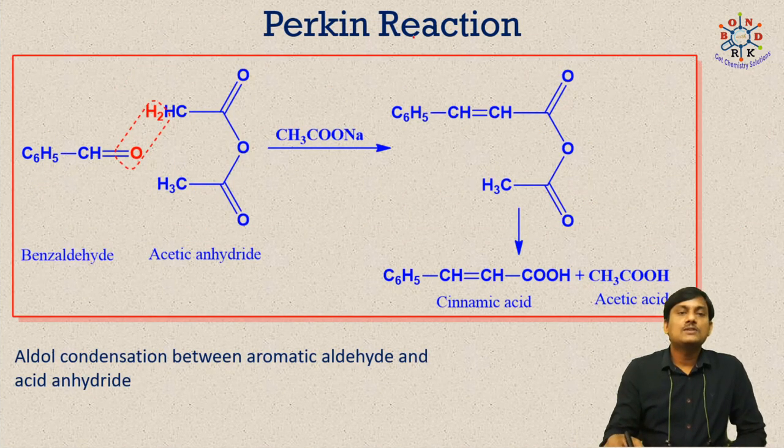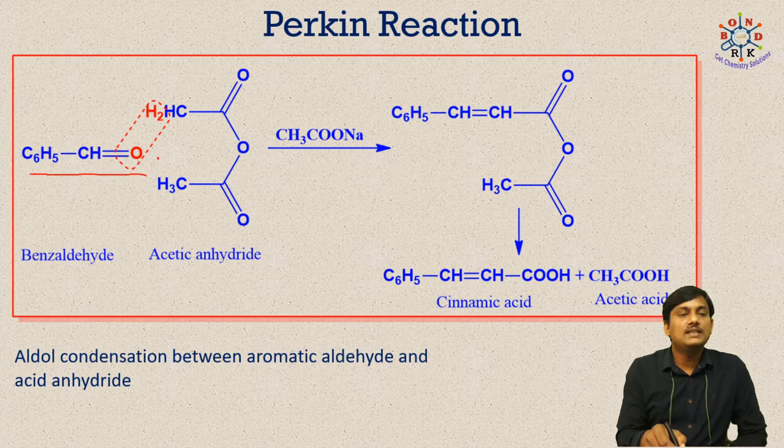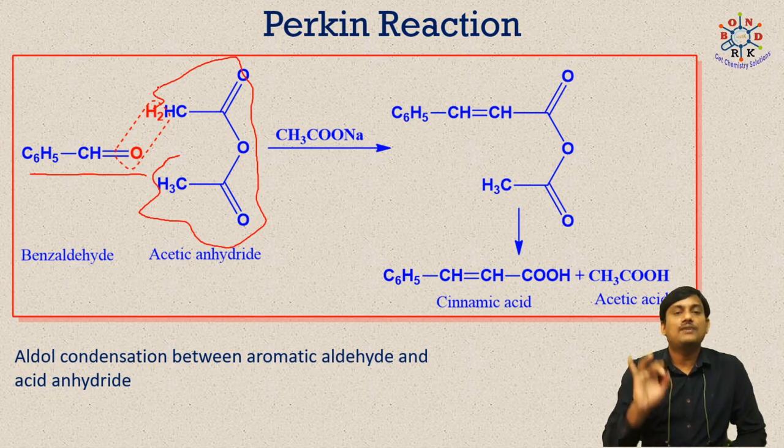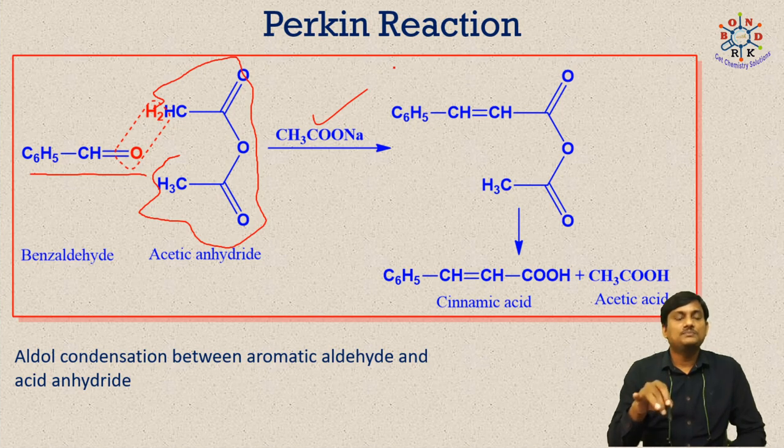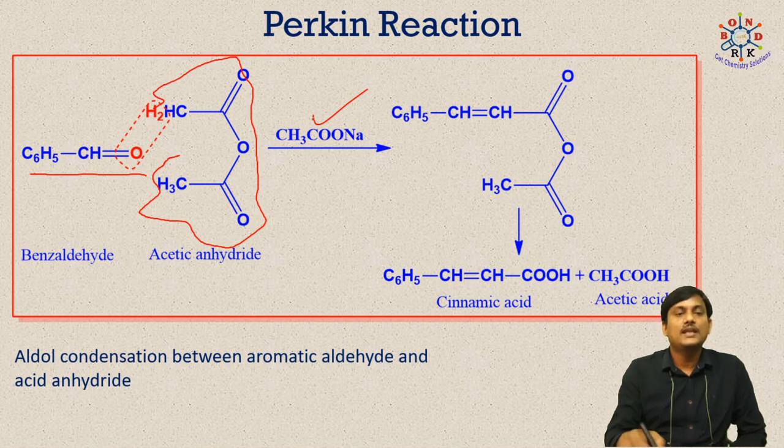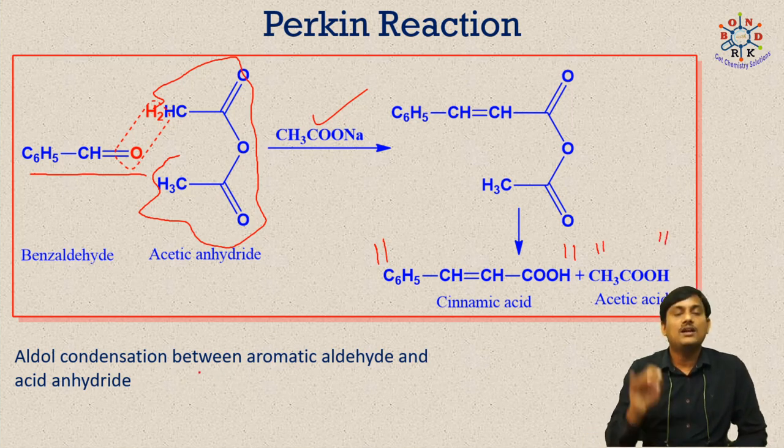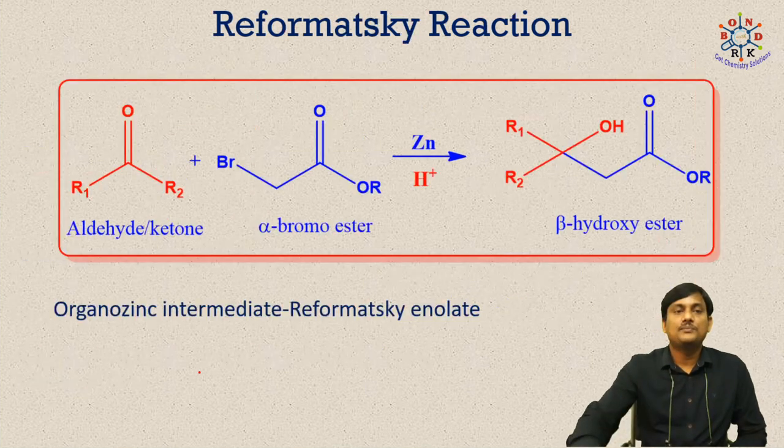Perkin reaction, it is also a modification of Aldol condensation. It is a condensation between benzaldehyde and acetic anhydride, which contains at least one alpha hydrogen, in presence of the sodium salt of its carboxylate. Here there is a removal of a water molecule in presence of sodium acetate, and upon hydrolysis you will get cinnamic acid and acetic acid. It's an Aldol condensation between aromatic aldehyde and acid anhydride.